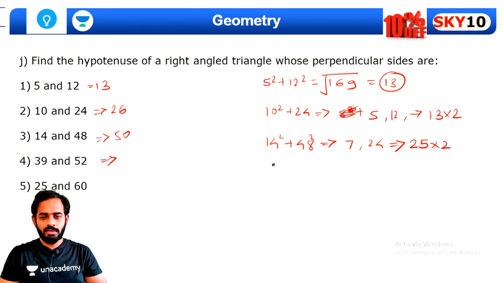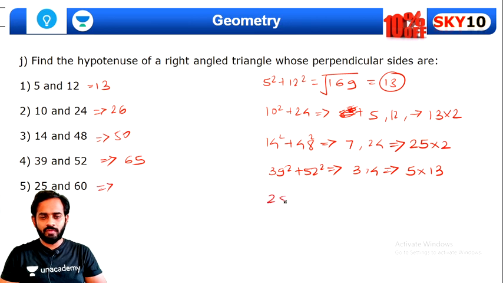Here 39 square and 52 square, divide both of them by 13, you will get what? 3 and 4. For 3 and 4, the hypotenuse is 5, but we'll have to multiply it by 13. So you will get 13 5s are 65 as the hypotenuse.